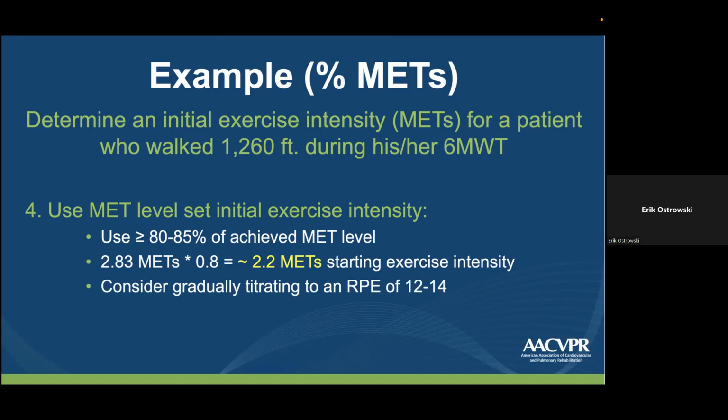Depending on how the patient does with exercise at 2.2 METs, you can certainly consider titrating their exercise upwards or even downwards if necessary, depending on the RPE or even dyspnea that they give you. So if you're using the traditional Borg scale, you can adjust as appropriate for each individual patient, their exercise intensity upwards or downwards until you get to that 12 to 14 on the traditional Borg scale of RPE.